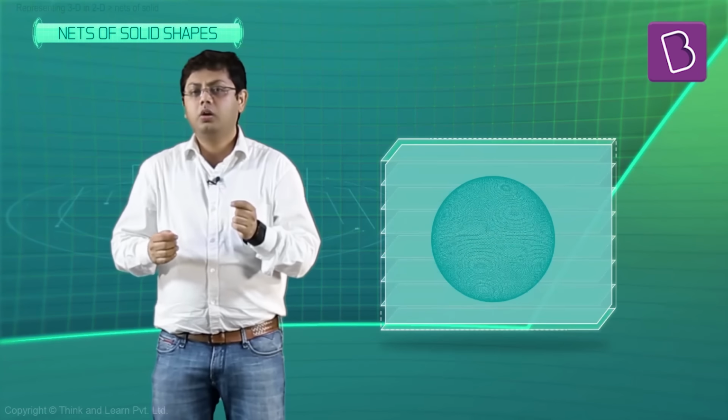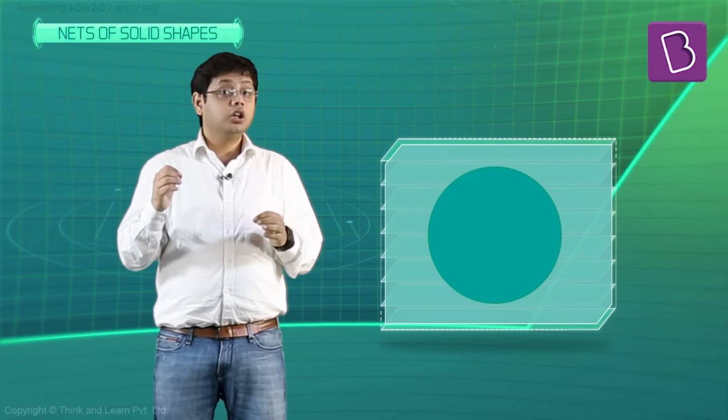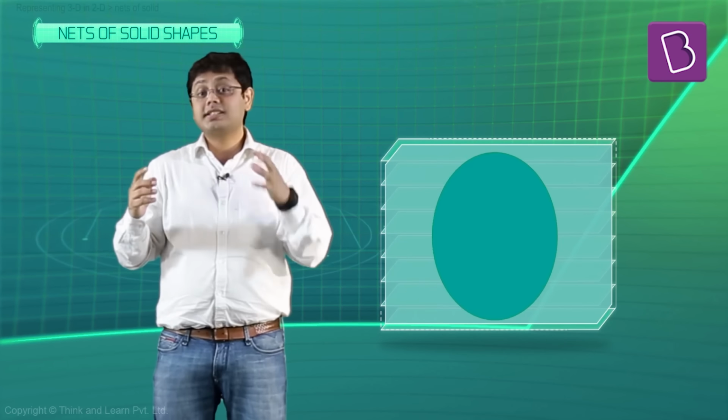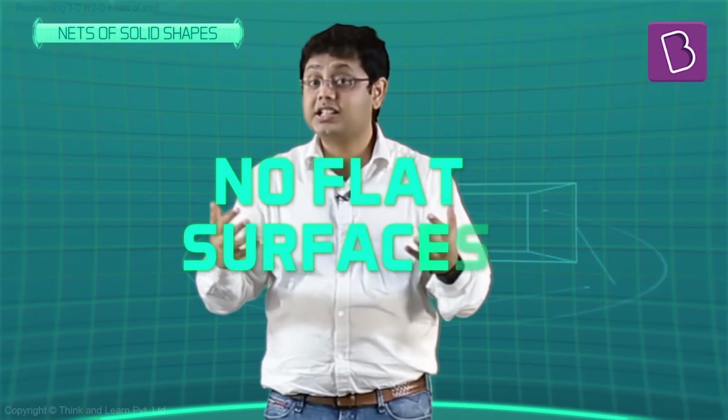Now, moving on, what about a sphere? How do we get a net for the sphere? Will it be a circle or some other shape? Think about it. Is there a net that is actually possible for a sphere? The answer actually is no. Since a sphere has no flat surfaces, there is no way in which we can get its net.